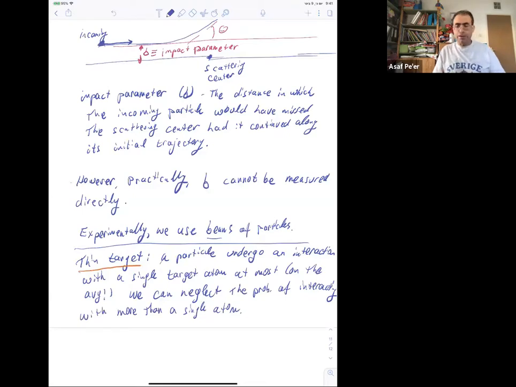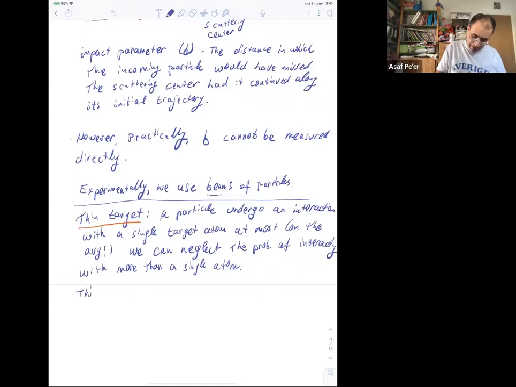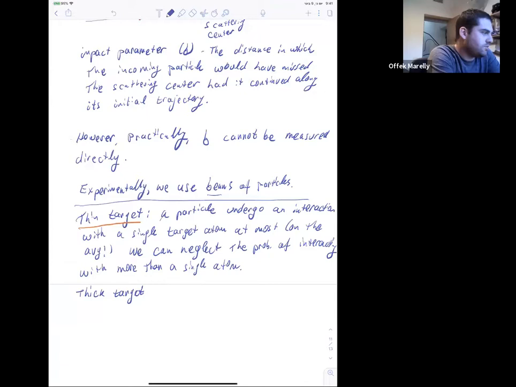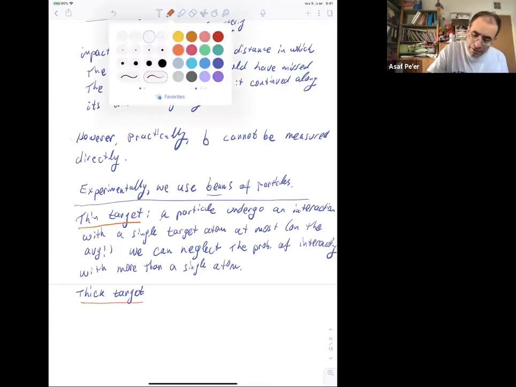Right? What is a thick target? Very wild guess. Multiple collisions? Exactly, multiple collisions. On the average, a particle will undergo many interactions.